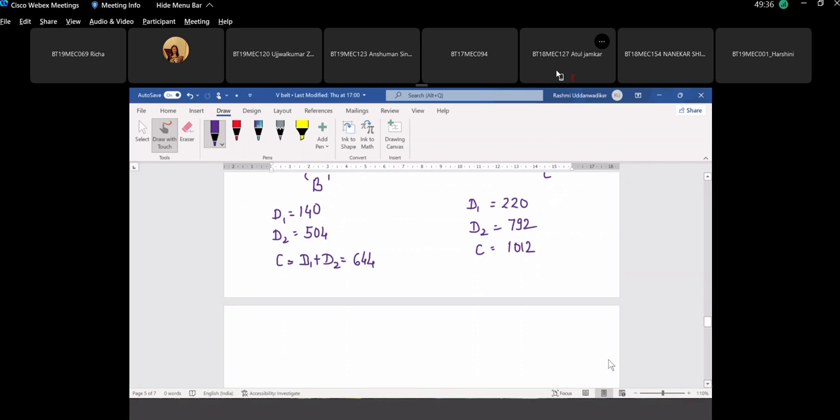Next, we have to get the value of theta. With the center distance known, the value of theta is pi minus (D2 minus D1) by C. Give me the value of theta, B and C section quickly. 2.57 for B, radians. C will get almost the same, 2.57.